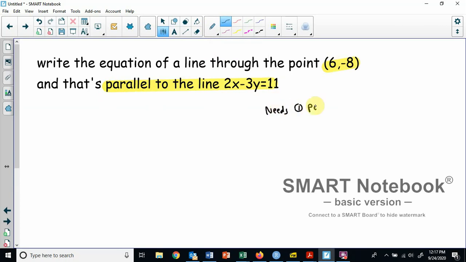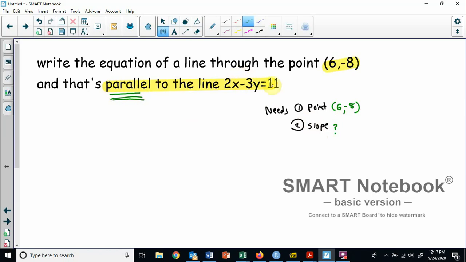Okay. So let's talk about, okay, what are my needs? I need a point, and I need a slope. Well, I have the point. The point is 6, negative 8. What's the slope? I don't know it. I do know that I am parallel to this line.